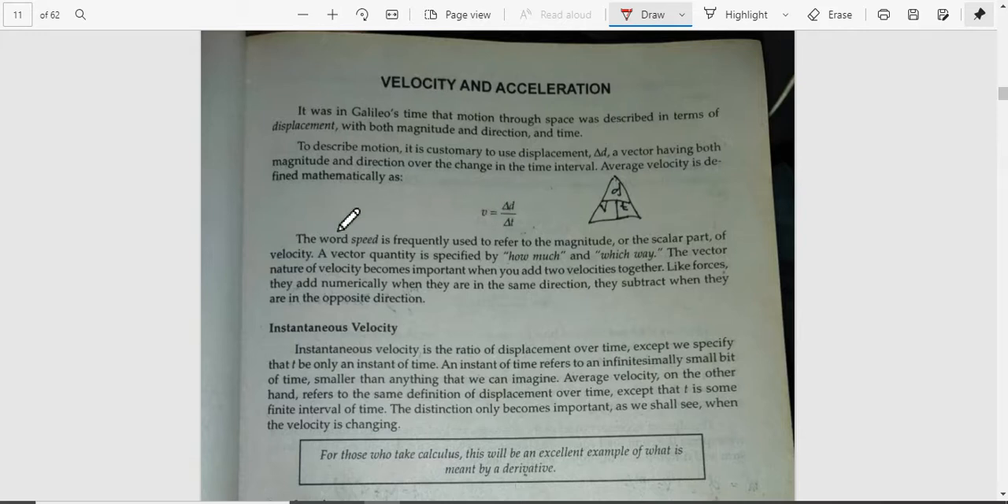Class, do not get confused: the v earlier was a vector, but now the v is your velocity. The word speed is frequently used to refer to the magnitude, or the scalar part, of your velocity. A vector quantity is specified by how much and which way. The vector nature of your velocity becomes important when you add two velocities together. Like forces, they are added numerically when in the same direction and subtracted when in opposite directions.